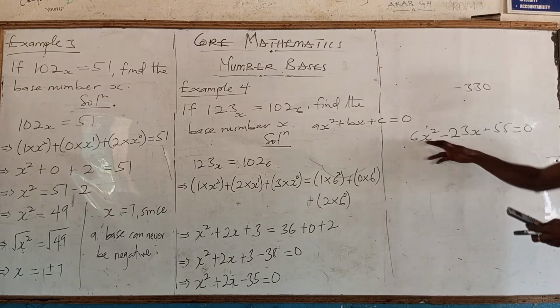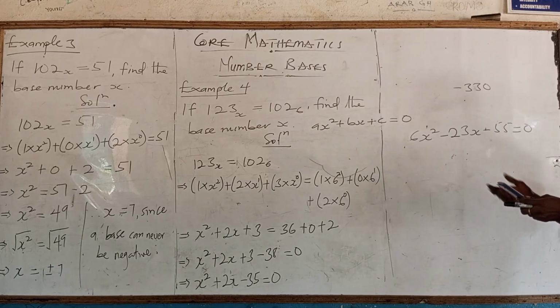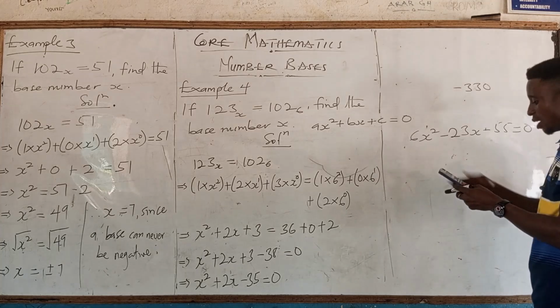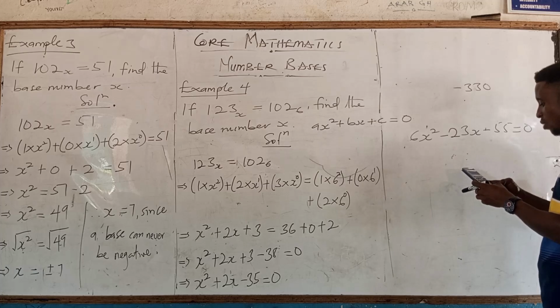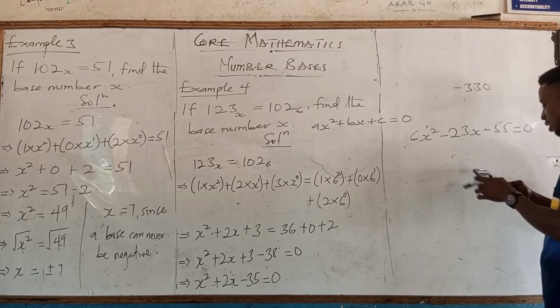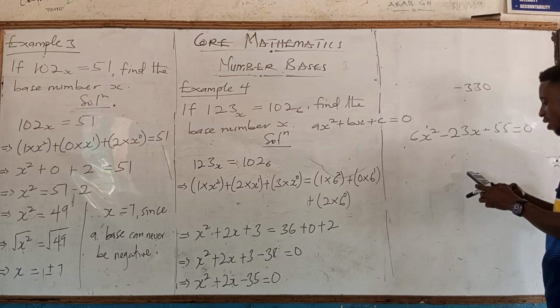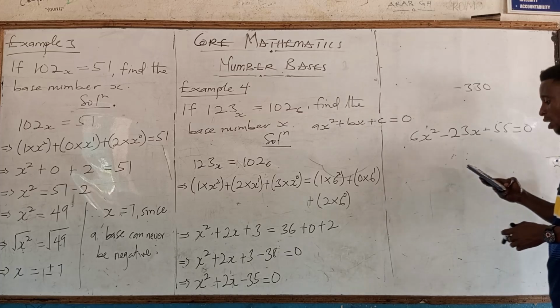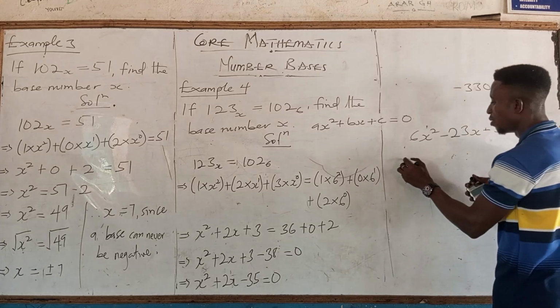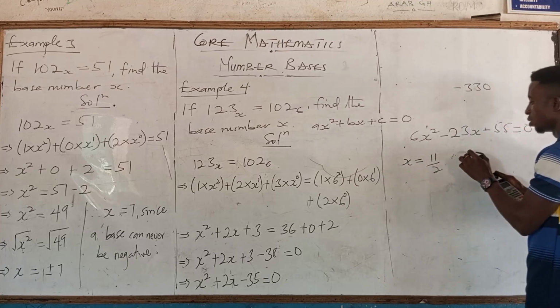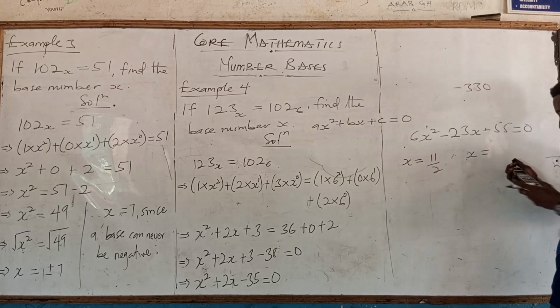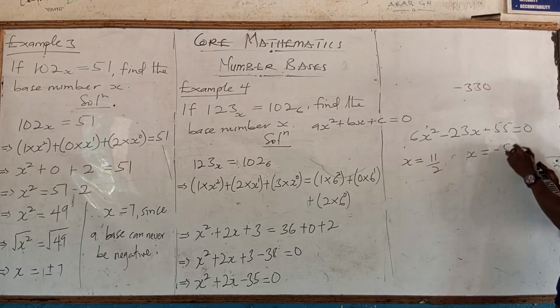So what do we do? We put this on the calculator. Like what you were saying, you go to mode number 5, number 3. Then this one is 6, this one is negative 23, this one is negative 55. Clicking on the equal sign will get you x is equal to 11 on 2, and another x is equal to negative 5 on 3.